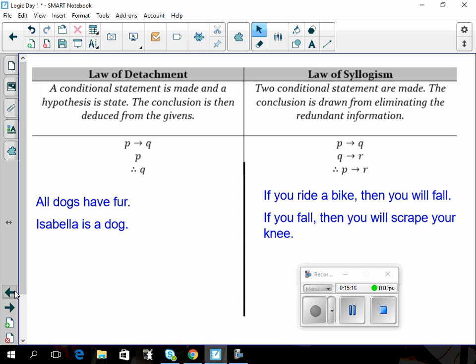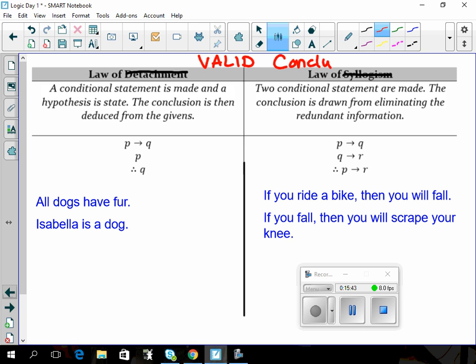I don't care if you know that that's detachment and that's syllogism. You'll never be asked for those words, okay? The detachment versus syllogism, it doesn't matter the name of it. What it's going to ask you is, is it a valid conclusion? Okay. So that's what it's going to ask you. Valid conclusion. What does the word valid mean? A true conclusion, a good conclusion, one that works.